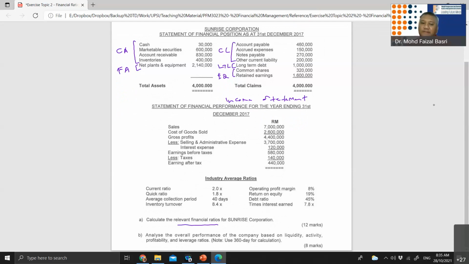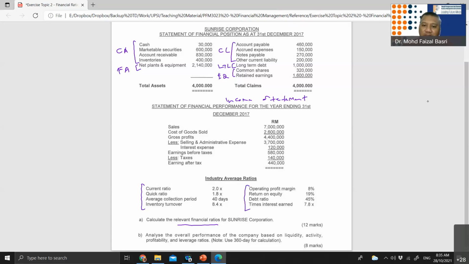Okay, as I said, we have 5 different categories and each category has more than 1. So in total, I said tadi, we have about 20 something ratios. So you don't have to calculate all 20 something ratios. Only the relevant. So which one are relevant? For this question, they specify to you 8 ratios.